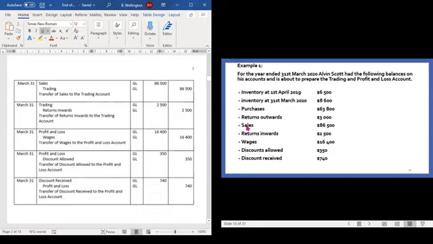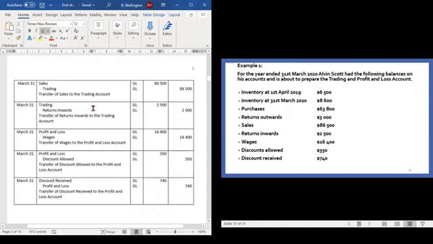All right, so sales and returns inwards are similar to those that we have done already. They are all being transferred to the trading account. Notice that sales will have a credit balance on it. So to transfer it, you're going to make a debit entry in the sales account and a credit entry in the trading account.